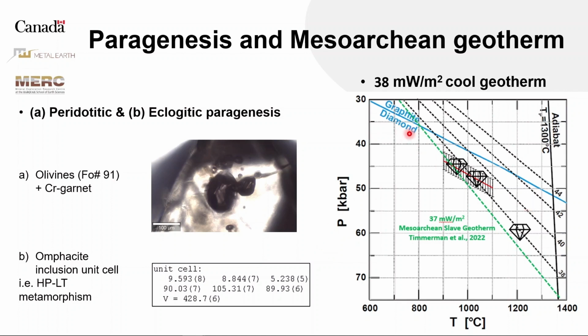Overall, this geotherm here is really cool. This is similar to what Suzette Timmerman has found in the Slave Craton, and seems to be a common feature for these Mesoarchean diamonds, so this is really interesting. Also, the presence of amphiboles shows high pressure, low temperature metamorphism, which could be testifying of active subduction. So this is it for me. Thank you.